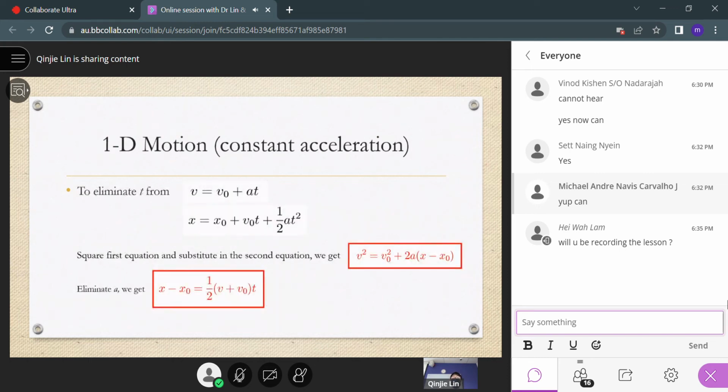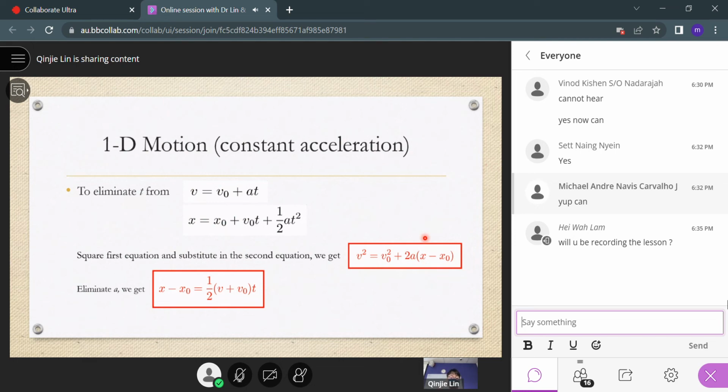Then to get the last two equations, we use the first two equations, and we eliminate t from these two equations. Basically we'll do some algebra and then we eliminate t. So we are going to get the third equation, which is v squared equals v naught squared plus 2a times (x minus x naught). This you can also see as displacement, because x minus x naught, the final minus initial, is the displacement.